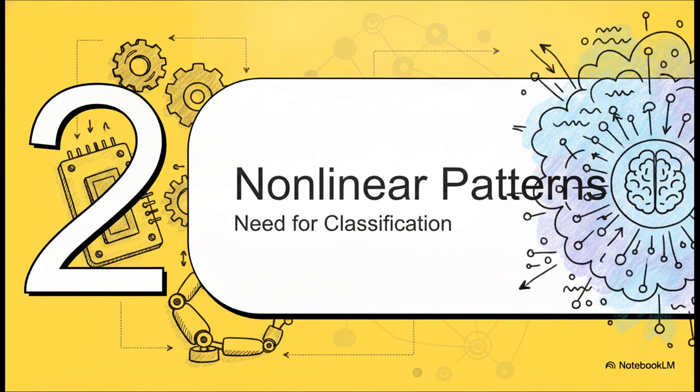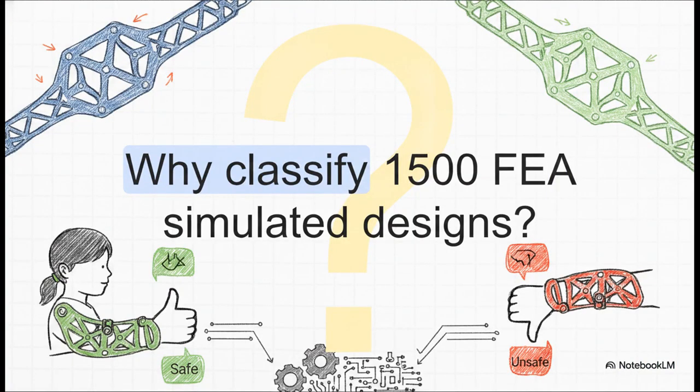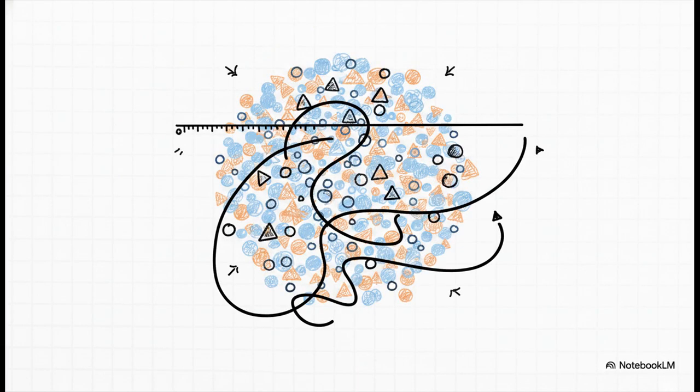Moving on to Section 2, nonlinear patterns in structural data, and the need for classification. Okay, I want you to pause right here and really consider this critical question. Over in the lab, we've built up a dataset of 1,500 finite element analysis simulated designs. But how do we mathematically categorize a specific, highly complex generative design as strictly safe or unsafe for a pediatric patient? Well, the answer lies in the data itself.